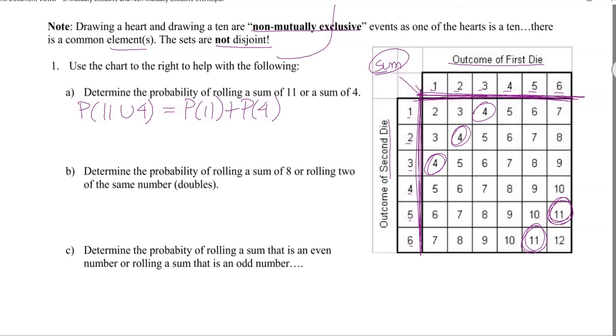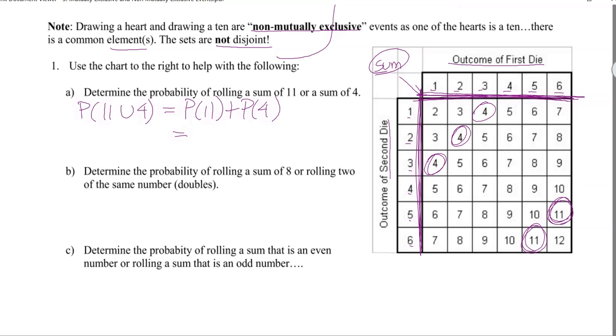Now, question is, are these mutually exclusive? Are there any sums which are both 11 and 4? And the answer is no. The probability of 11 is 2 out of what? No, we better count, right? What are the total outcomes? So we can see the outcomes are listed here in this table.